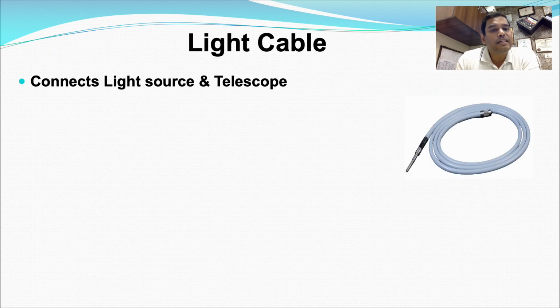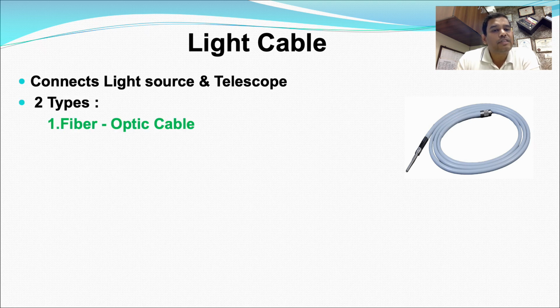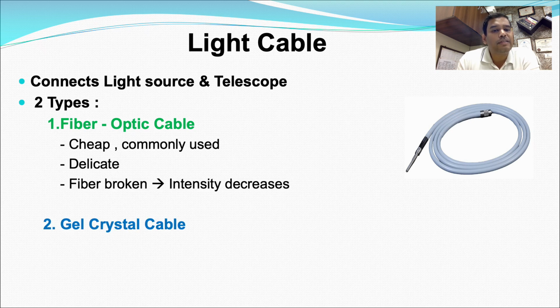Light cable is basically the connector between the light source and the telescope. There are two types. First is the fiber optic cable and second is gel crystal cable. Fiber optic cable is the most commonly used cable as it is cheap, but it is delicate as it has very thin glass fibers that are incorporated in a bunch of the cable, so that can be easily broken with multiple uses and improper handling. So over the time the intensity of this fiber goes on decreasing, so you have to replace it, but still you can work with a broken cable to some extent.